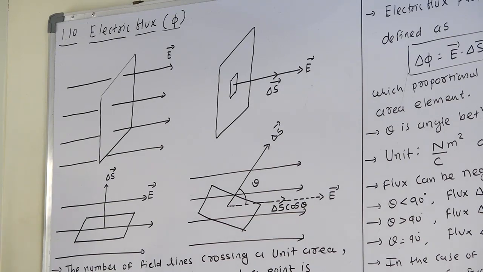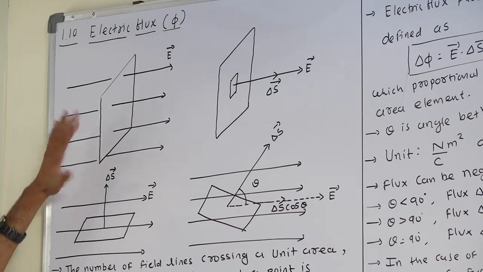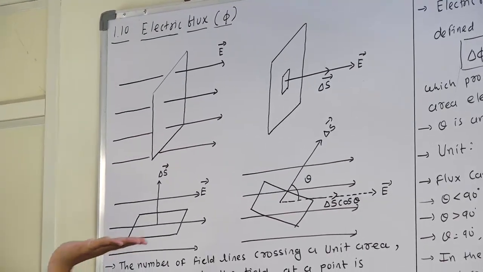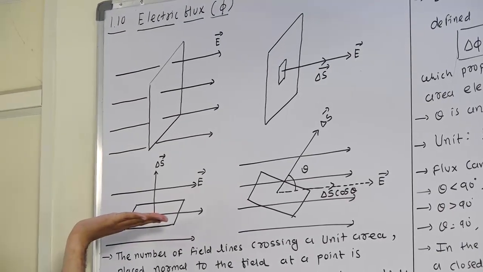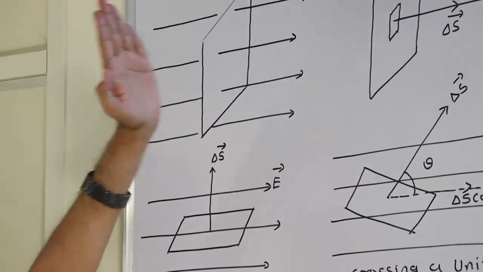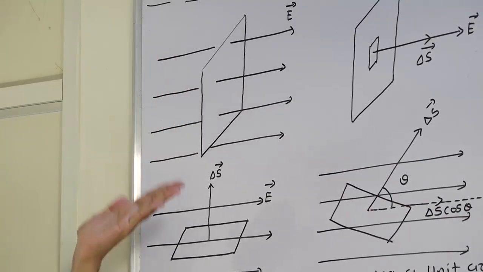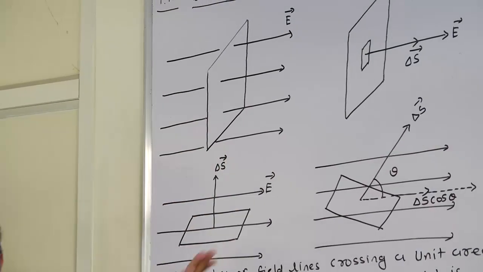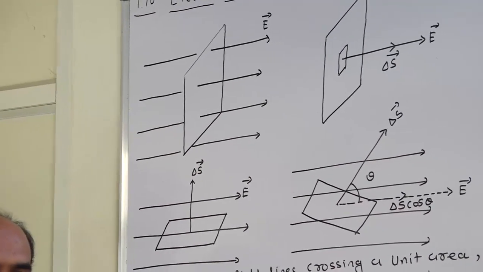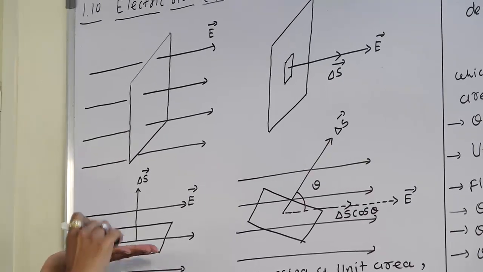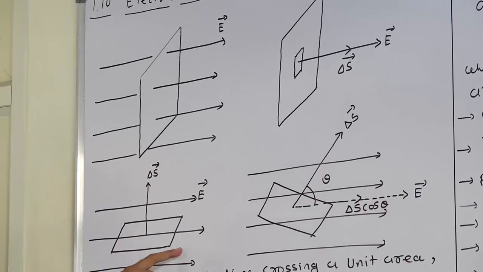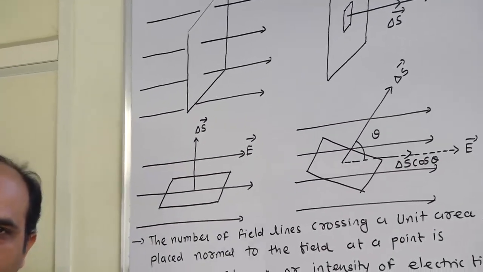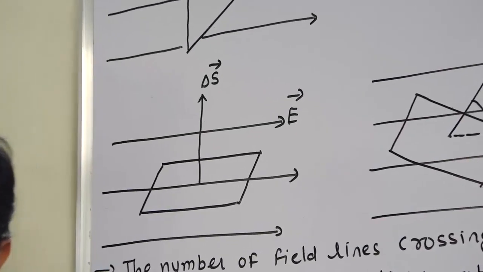Okay. Now the first diagram is completed. Now the second diagram. What happened? The plane is parallel to the field. In the earlier diagram, the plane was normal to the field. Now the field lines are not passing through the plane. You can see that in this diagram, the field lines are parallel to the plane, so the flux is zero.